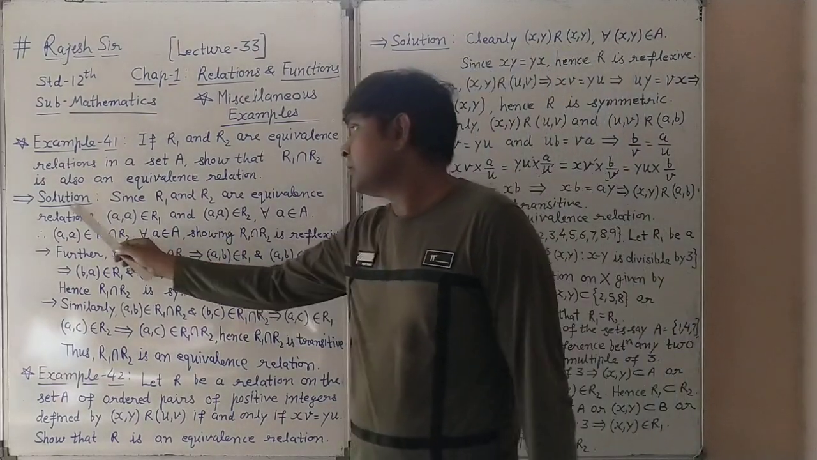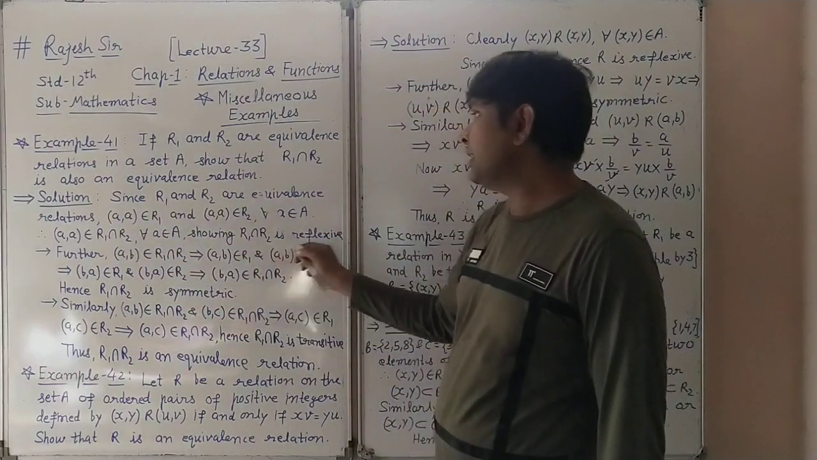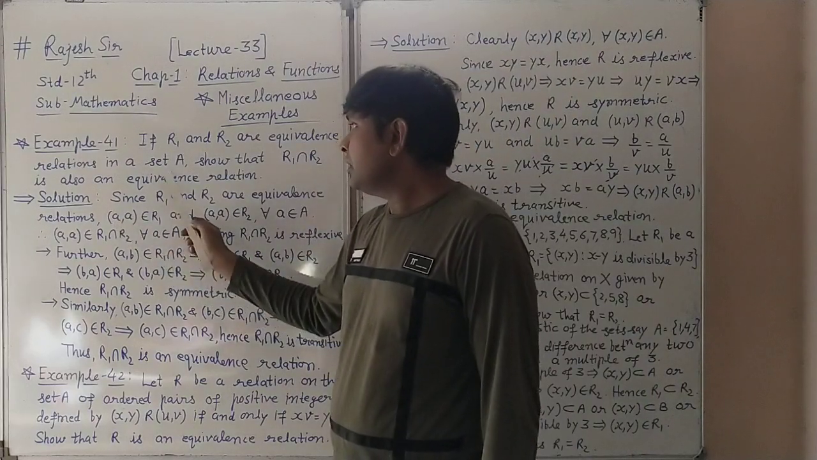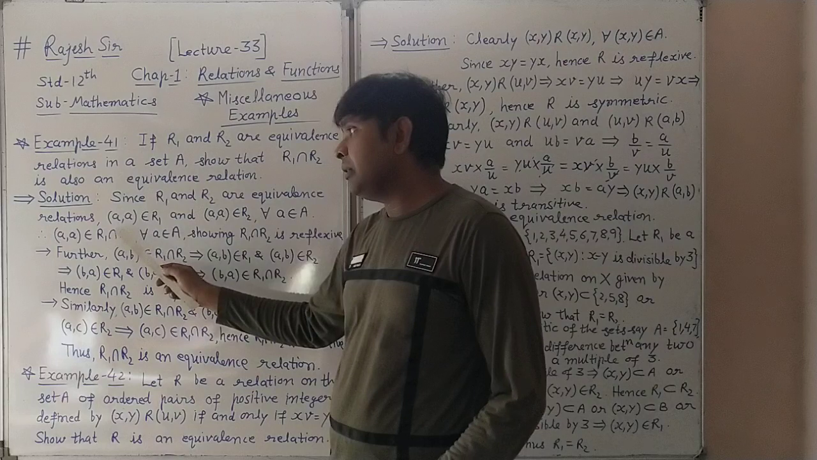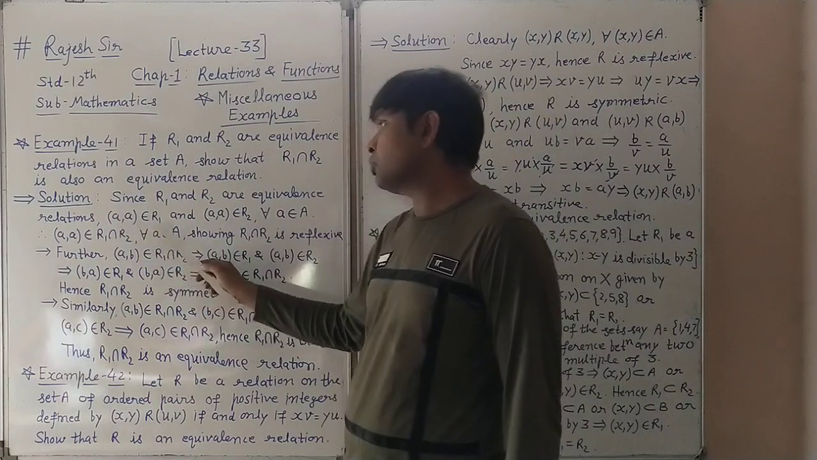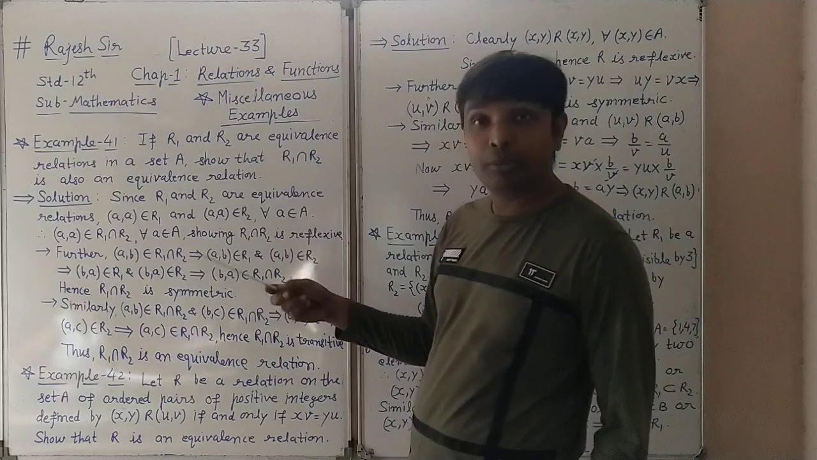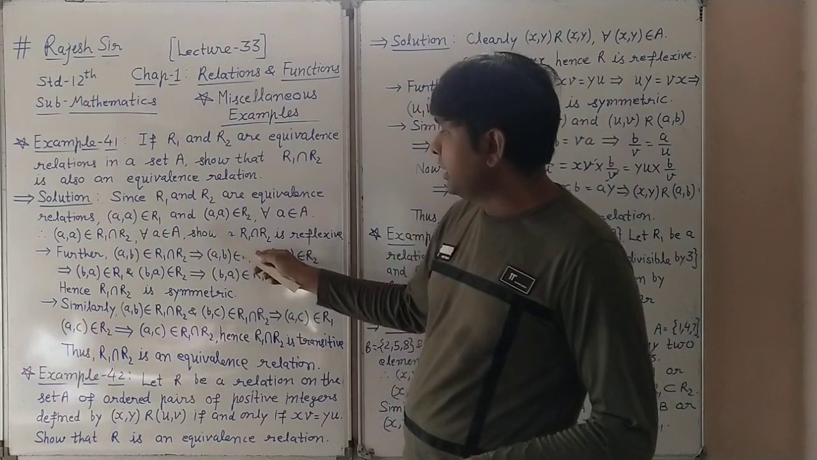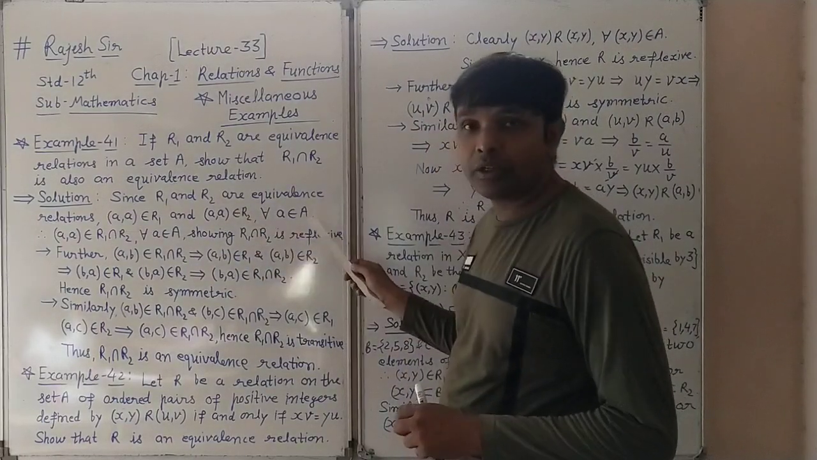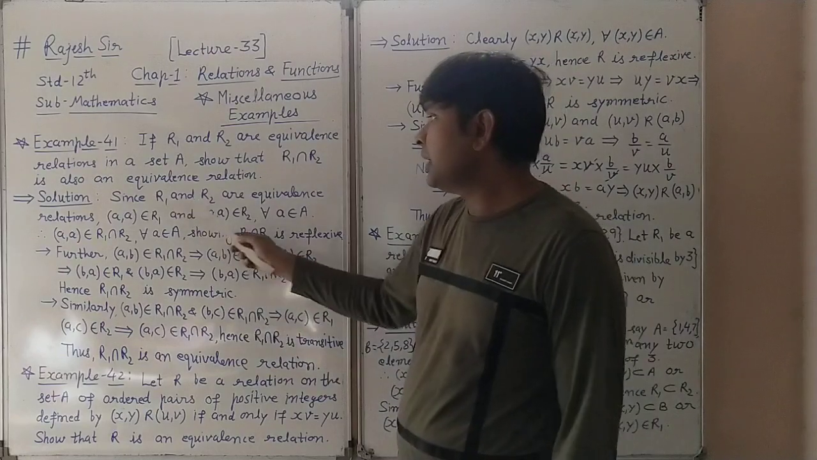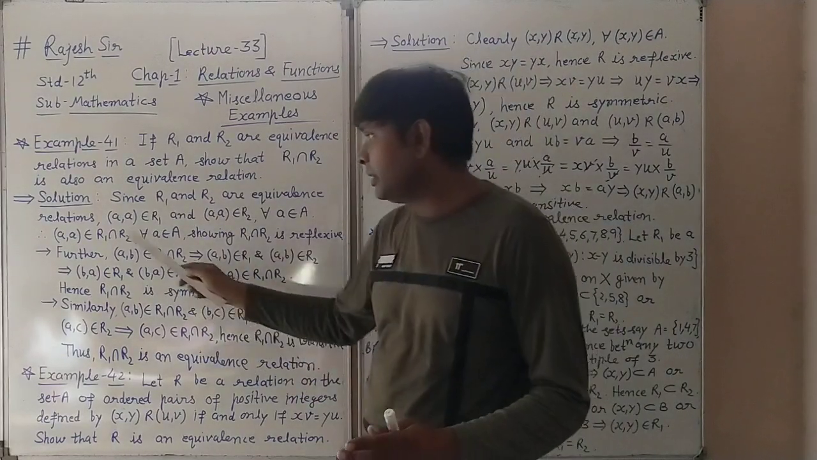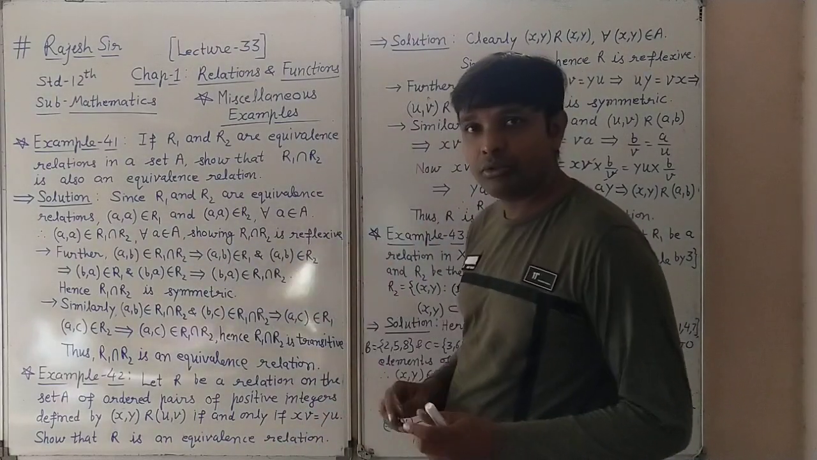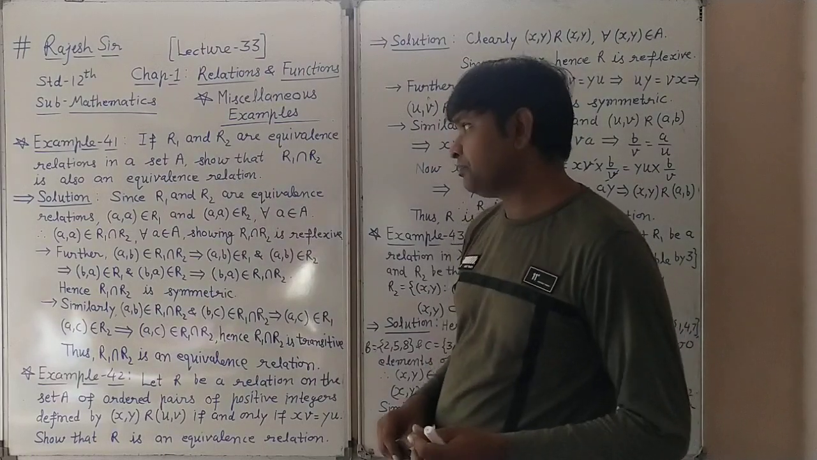So first, in the solution, since R1 and R2 are equivalence relations, this is given. If we take any element a in the set A, then (a, a) belongs to R1 because R1 is an equivalence relation, so it is reflexive. And (a, a) also belongs to R2 because R2 is also an equivalence relation, so it is reflexive. R1 and R2 both are reflexive. So (a, a) belongs to R1 and (a, a) belongs to R2 for every a belonging to the set A.